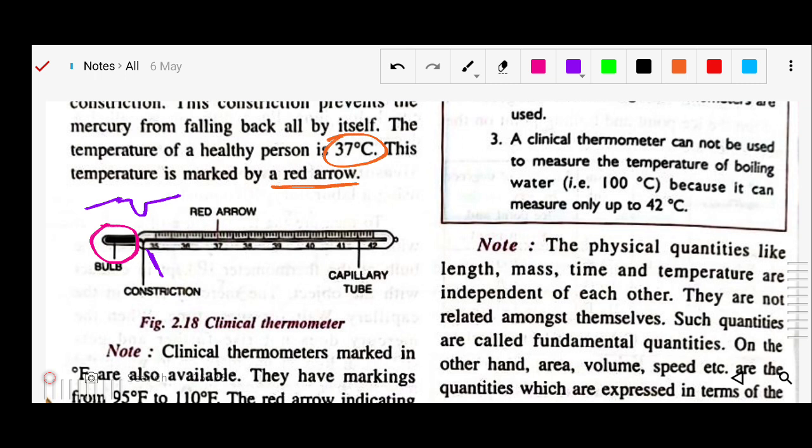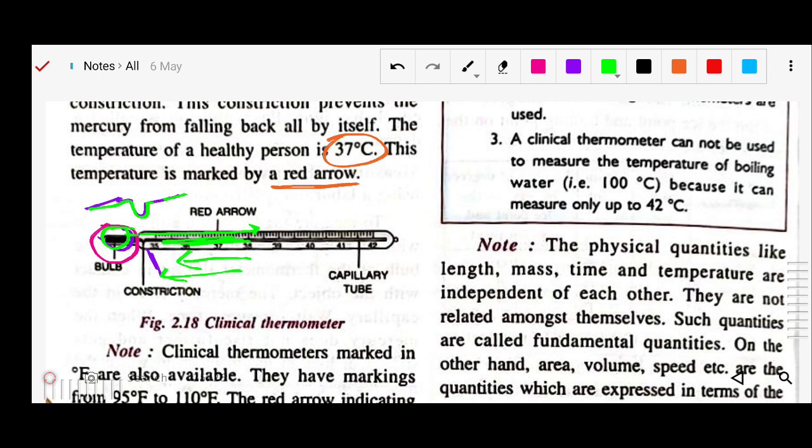The reason is that when the mercury rises from this portion to this side, because of this band, called the constriction, the mercury will not easily fall down. It will stay in this capillary tube, right? So that we can get the reading easily, or for some time it will remain there.